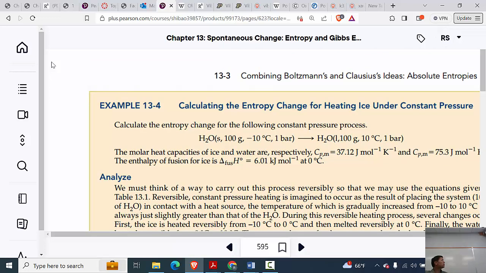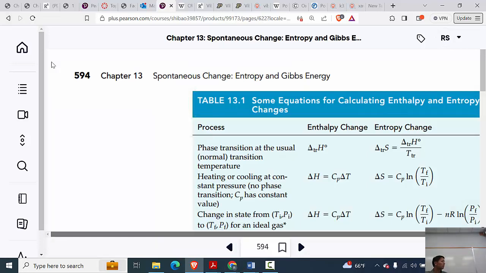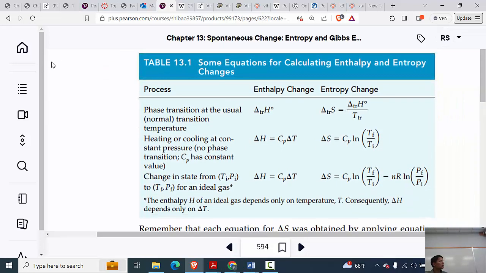All right, when we have a phase change, the temperature is constant. And so let's take a look at some other scenarios for calculating delta S. All right, this is delta S of a phase change or transition. And this is going to be at the boiling point, the melting point, or the transition temperature. And this is just delta H of the transition. That is delta H of vaporization, delta H of fusion, et cetera.